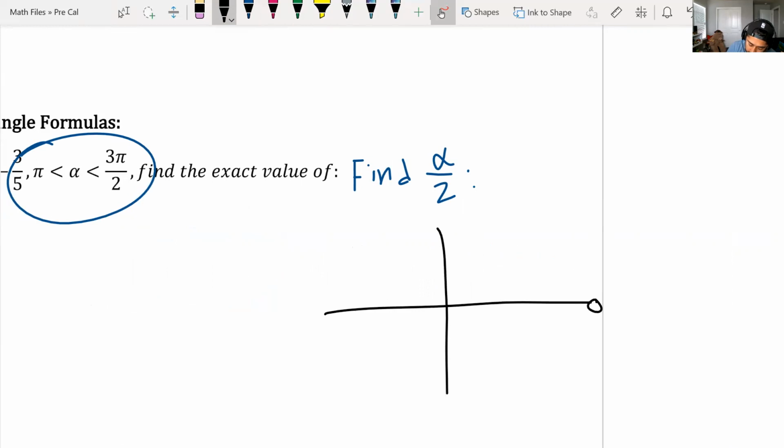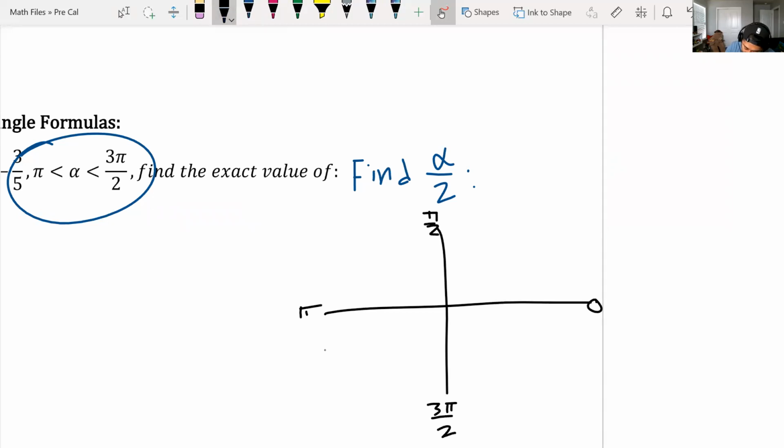So there's 0, there's pi over 2, there's pi, and there's 3 pi over 2. What they're giving us right now is that alpha is stuck between pi and 3 pi over 2. So alpha is in here in quadrant 3. So that's what we'll draw.